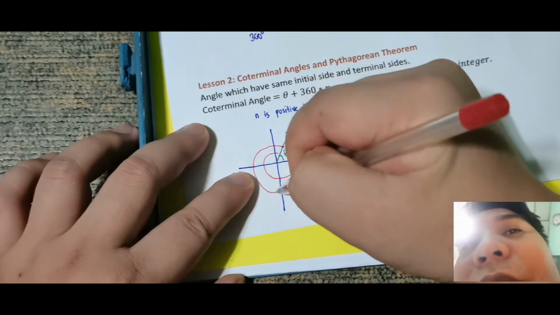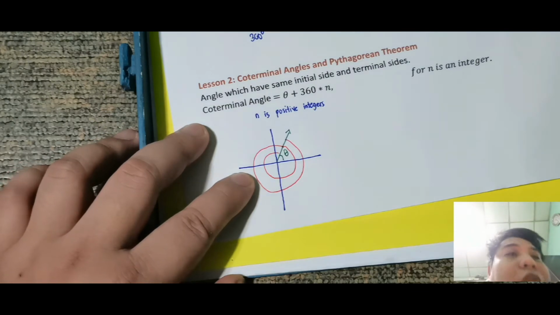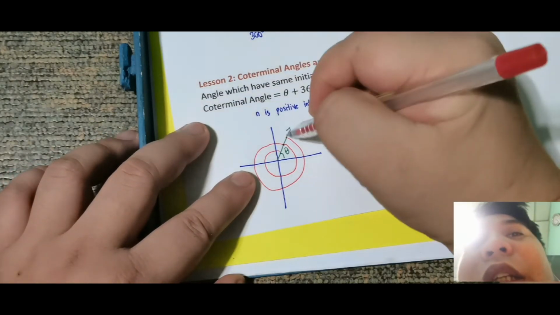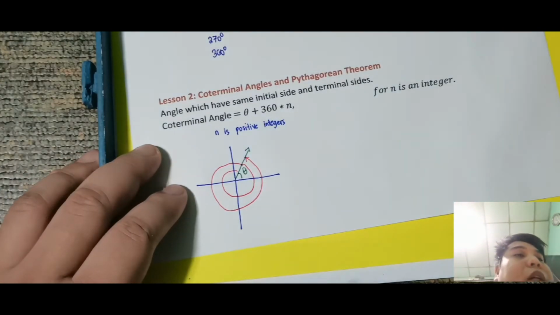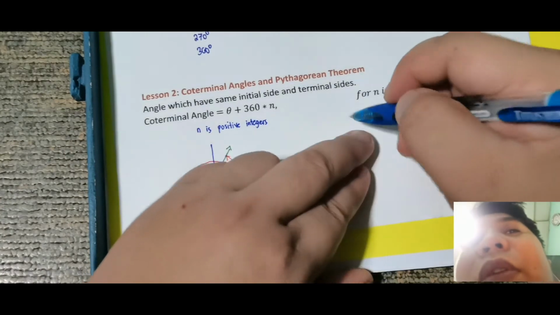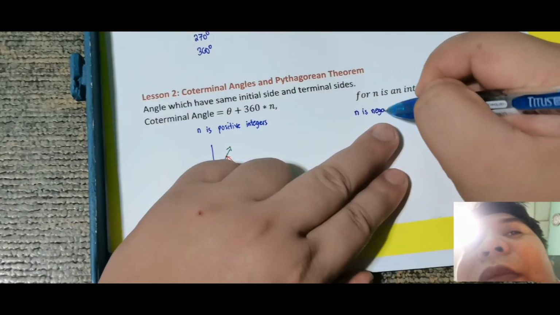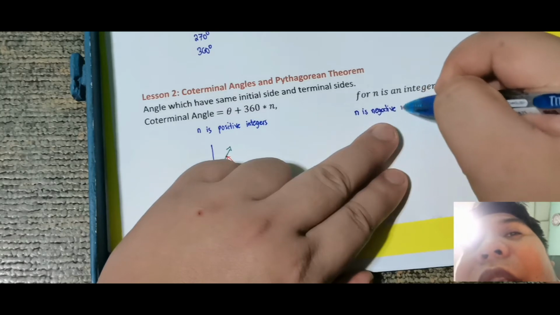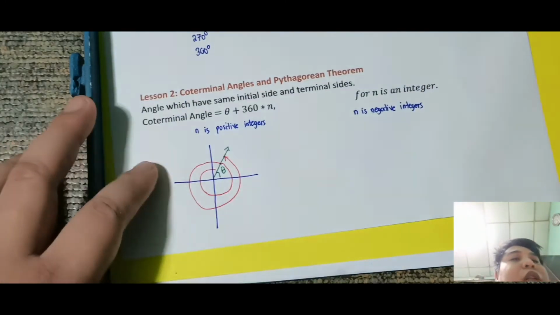So, next is, pag inikot ko pa ulit yan, so for n is equal to 2, babalikin dyan. Okay, for n equal to 3, iikot ulit yan. Ayun yung ating positive coterminal angle. So, pag counterclockwise yung ating direction. So, likewise, for n is negative integers. So that is negative 1, negative 2, negative 3.